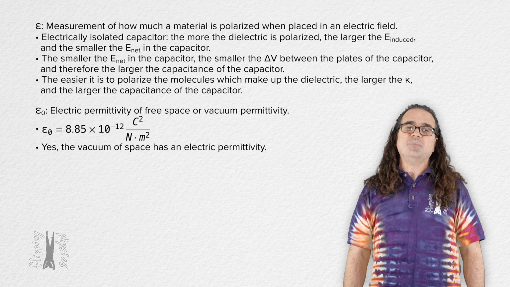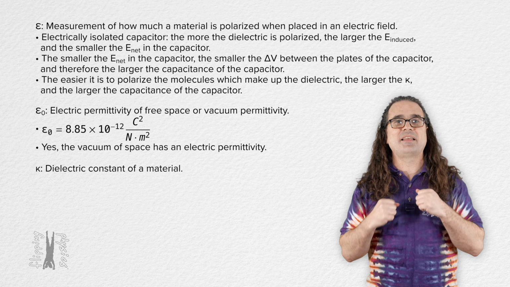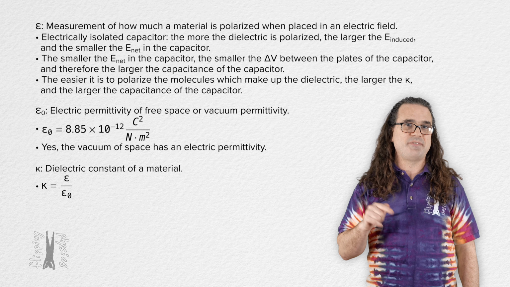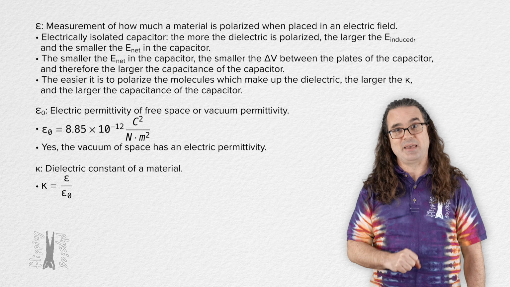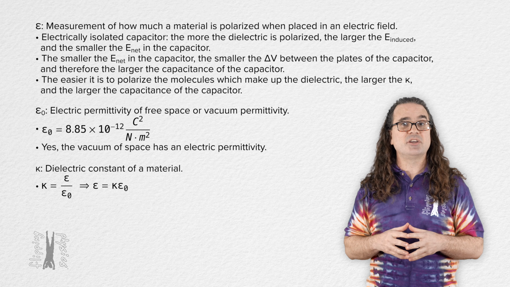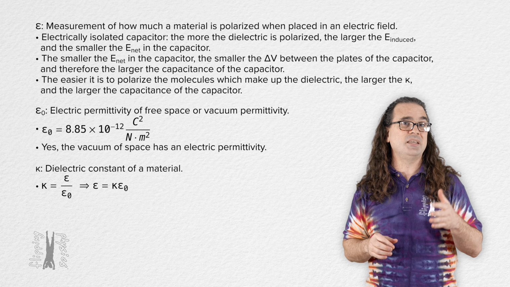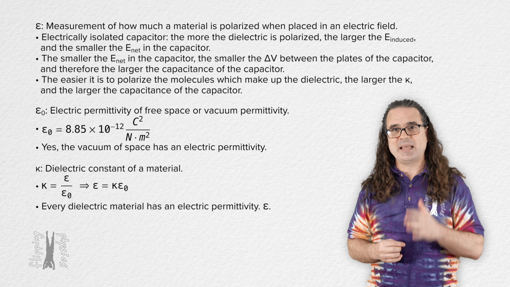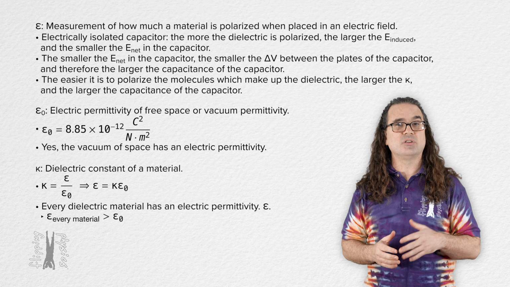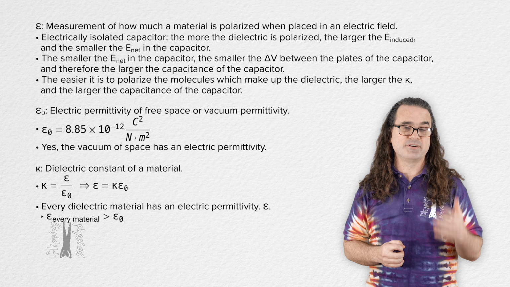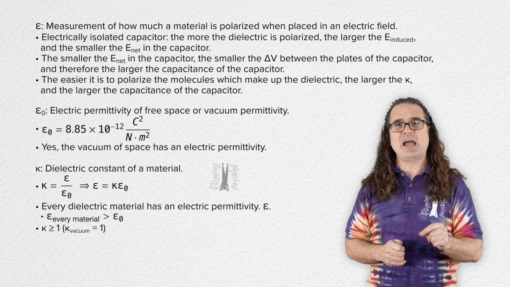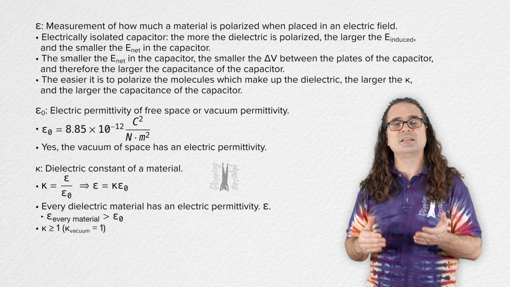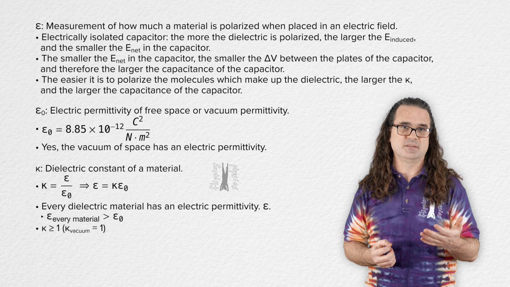Okay, back to the dielectric constant of a material, which equals the electric permittivity of the material divided by the electric permittivity of free space. That means the electric permittivity of the material equals the dielectric constant of the material times the electric permittivity of free space. Every dielectric material has an electric permittivity, and all of them are larger than the electric permittivity of free space. In other words, every dielectric constant is greater than 1 because every material will polarize at least a little bit in the presence of an electric field.